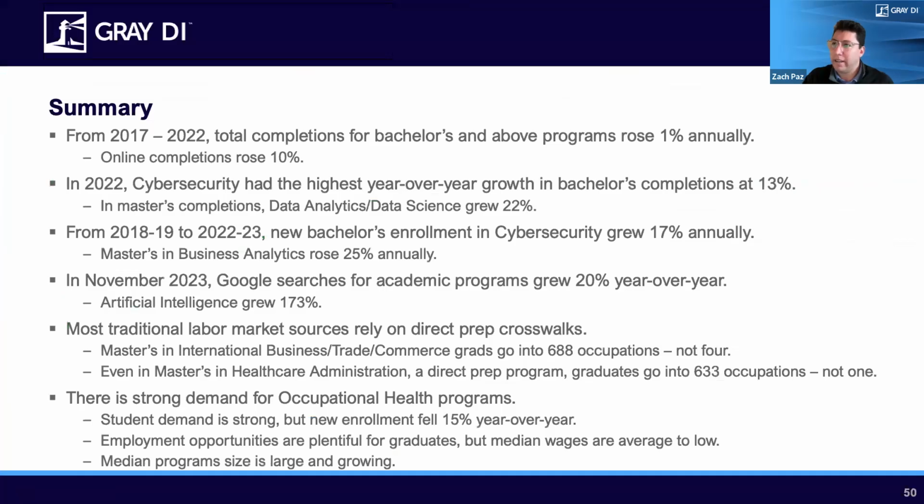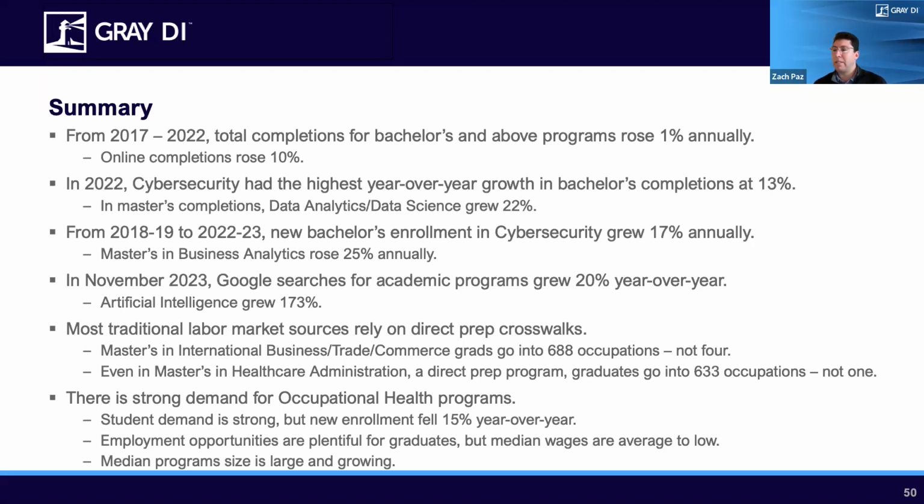So in summary, we looked at the brand new completions data from 2017 to 2022. Bachelor's and above completions grew 1%. We saw our online estimates are growing 10% over that same time period. Some of the fastest growing programs at the bachelor's level is cybersecurity, and that has continued to trend that way. I think it was one of the highest in 2021, maybe one of the highest in 2020. So it continues to grow. At the master's level, data analytics and data science grew 22%. And I'm sure we're not as shocked to see that.